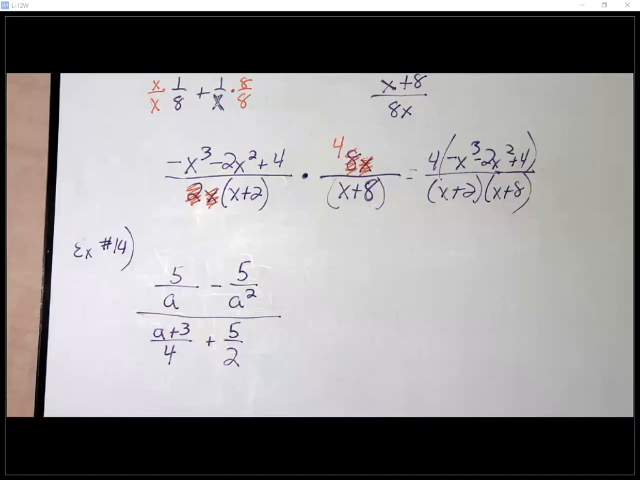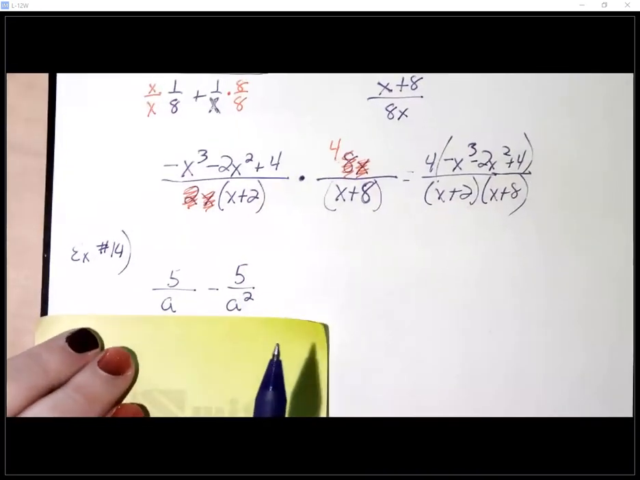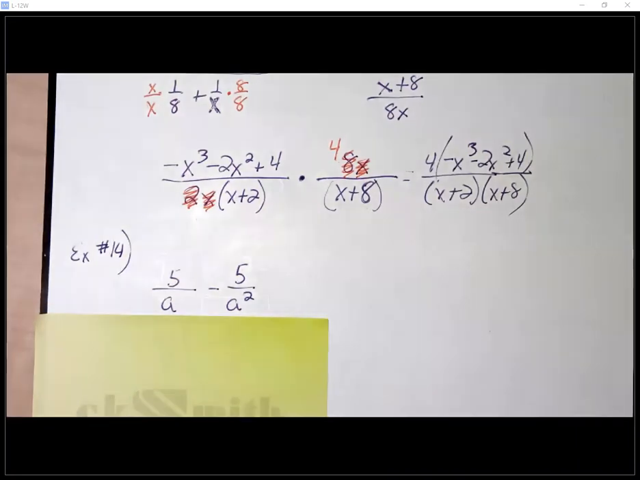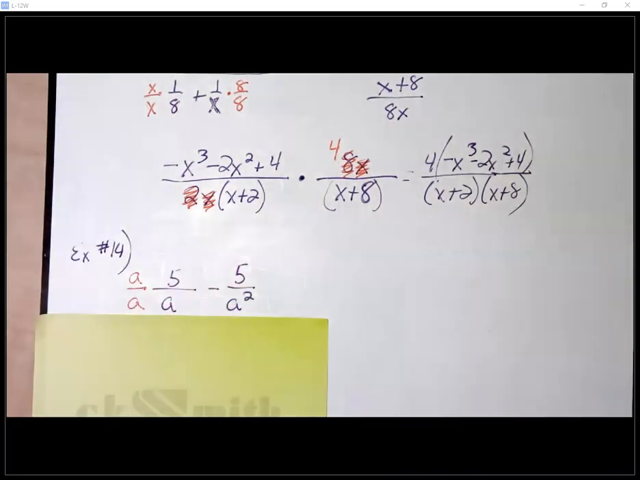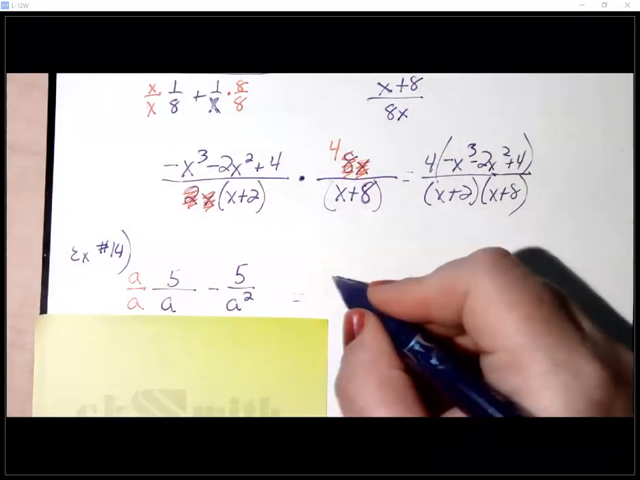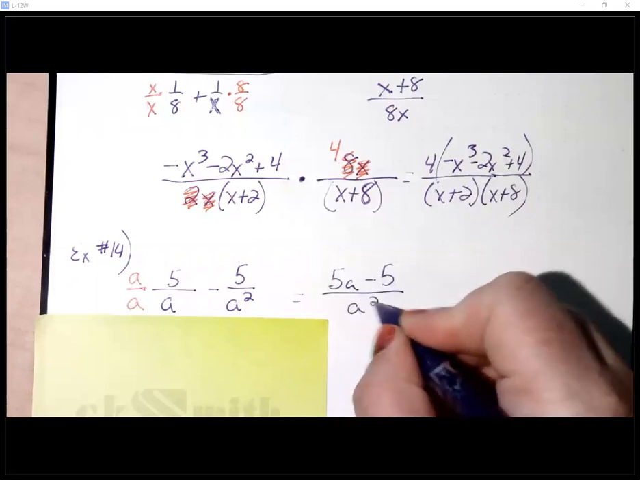So step one, I'm gonna ignore the denominator just for a moment. Okay? I have a subtraction problem, so I must get common denominators. I'll do that by multiplying the first fraction only by A over A. Now they match. The second one's already all set, it's already A squared. So when I combine those two fractions, that's going to get me 5A minus 5 over A squared.